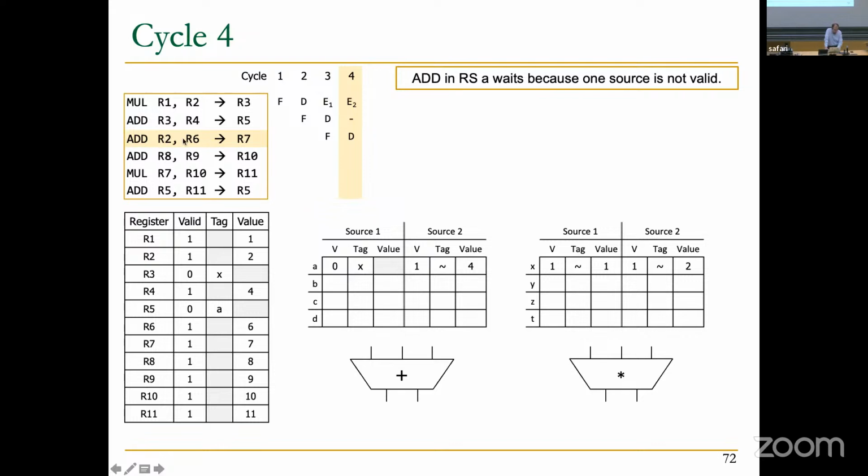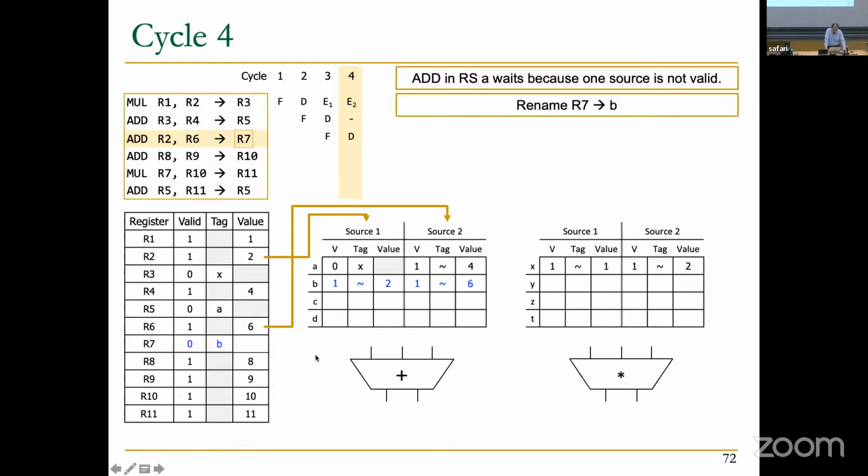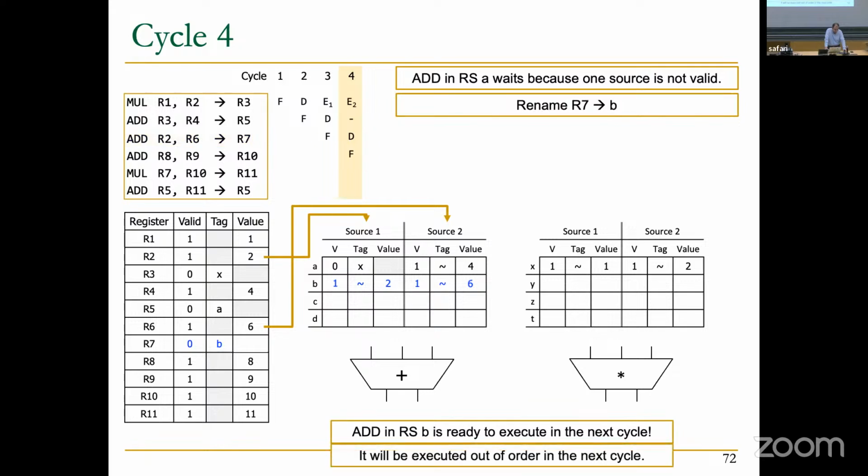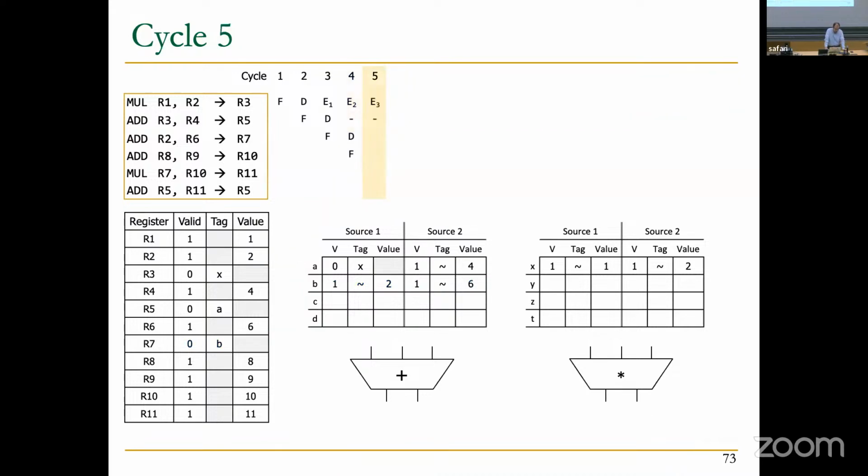The operands are R2 and R6. Sorry. We allocate reservation station B for this instruction, and we add the value of the operands to that reservation station. And we need to rename R7 to B. This instruction can be dispatched for execution because all sources are ready. So in cycle 5, the second addition instruction is still stalled. We can start the execution of the third one.